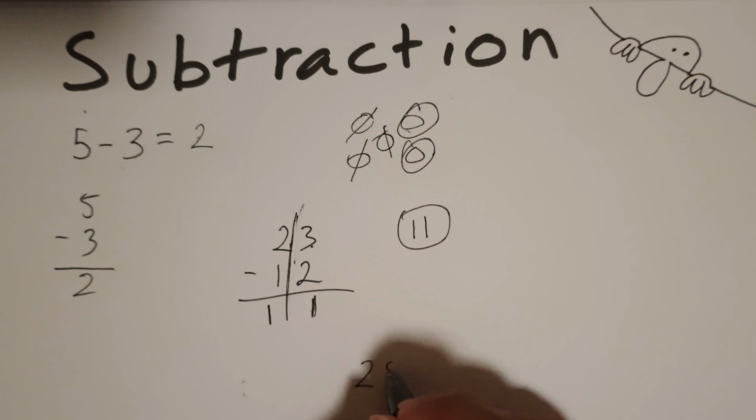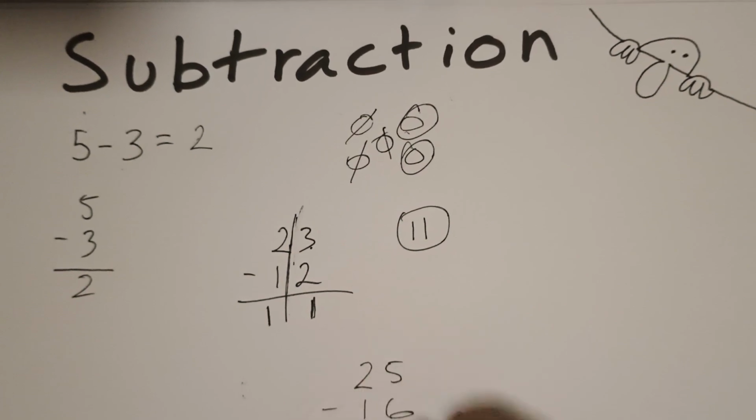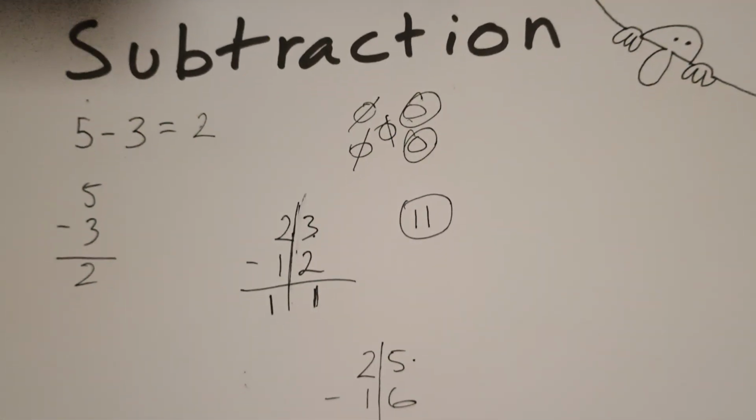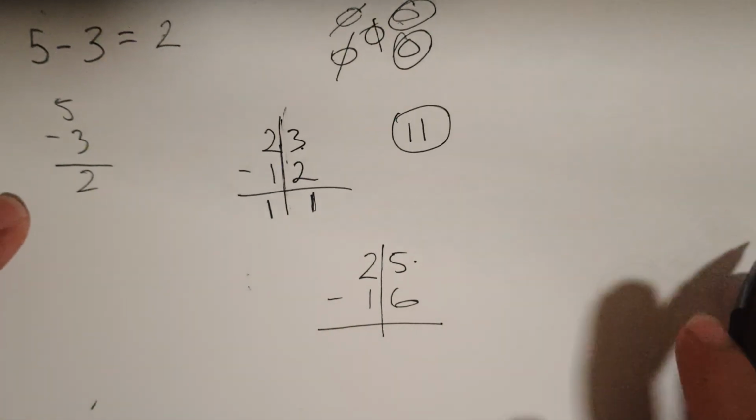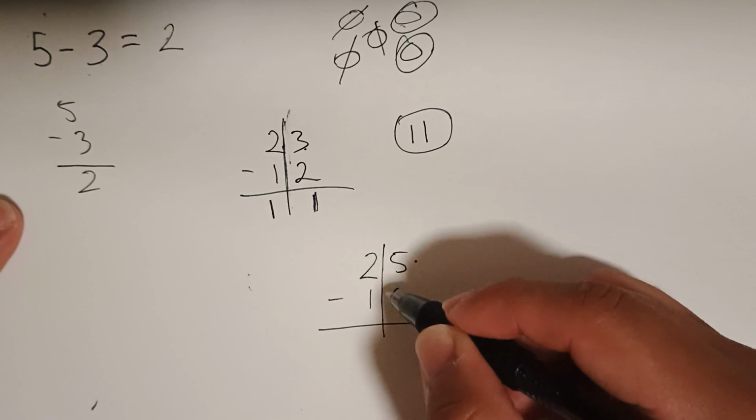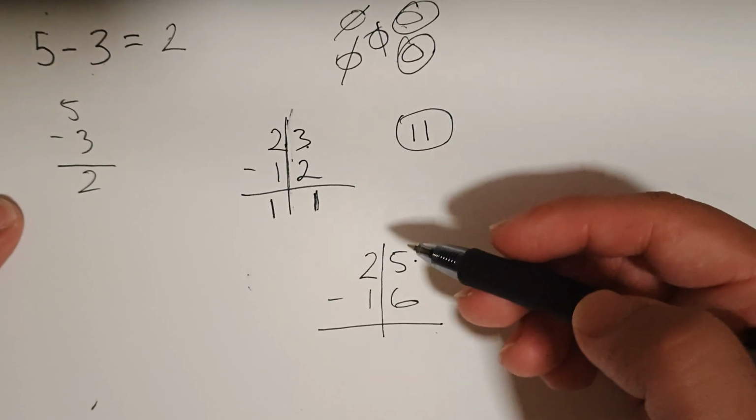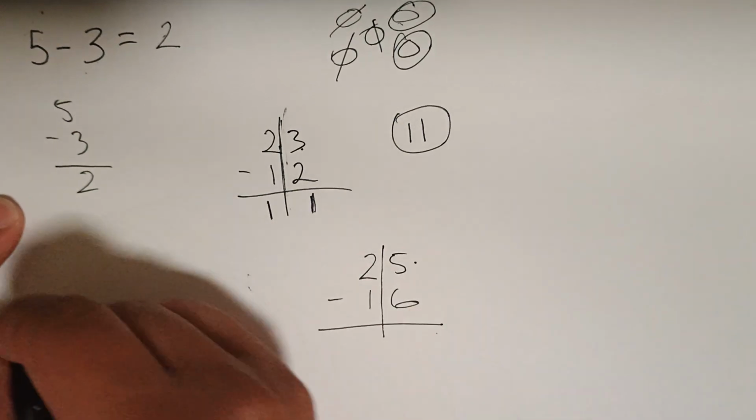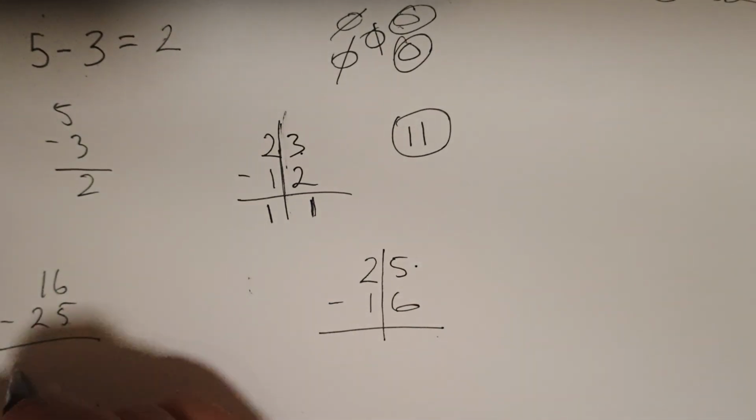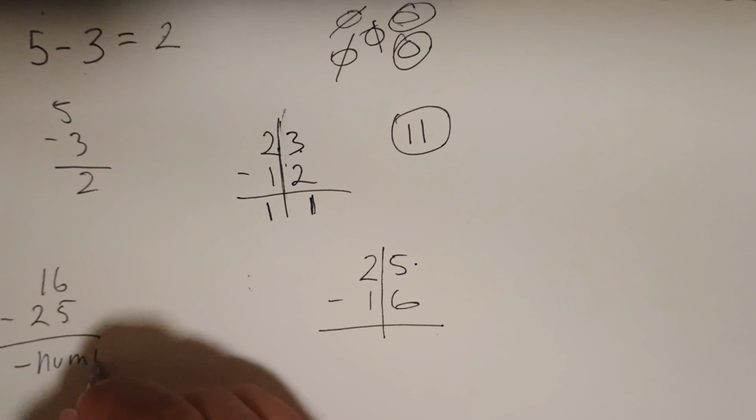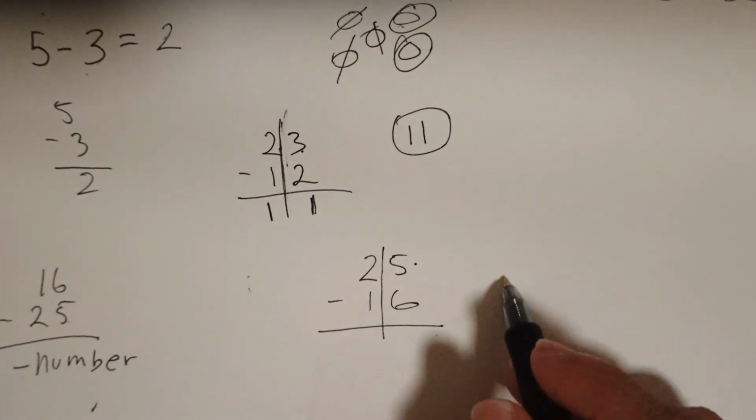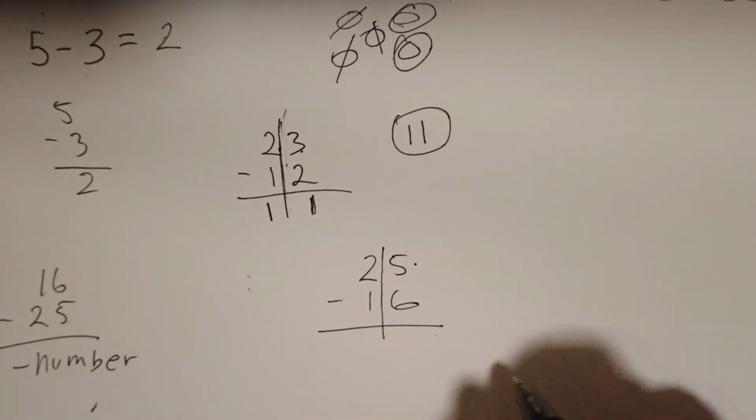Let's say we had something like this. We can't do 5 minus 6 because that'll give us a negative number, negative 1. We can't get a negative here because we're subtracting a bigger number from a smaller number. If you subtract a bigger number from a smaller number, so let's say we had again 16 minus 25, something like this, we would get a negative number. We can't have that, so we're going to have something left, we're not going to have a negative.